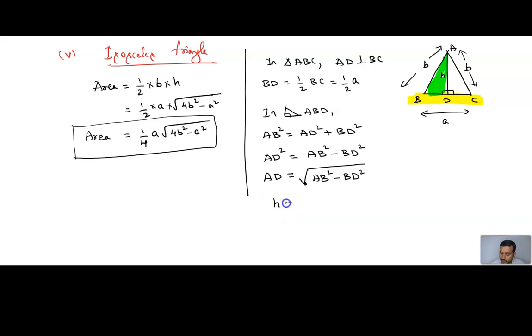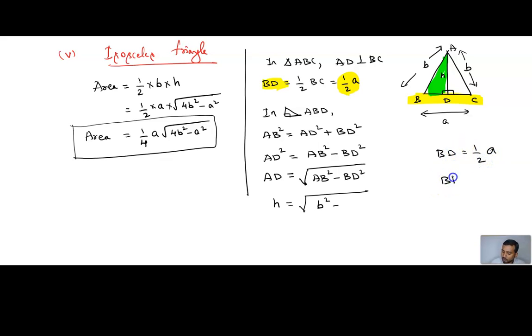Right? So, what is AD here? AD is H, equal to root of AB. What is the value of AB? That is B, so B square. Minus, what is BD? We have already seen here. The value of BD is half of A. If you square this, I'll show you. It's very simple. BD is half of A.